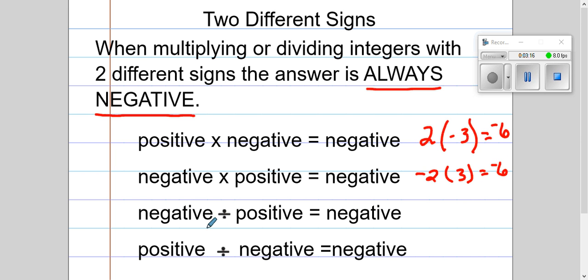This also works for division. A negative divided by a positive, or a positive divided by a negative, is a negative. So if I have, let's say, negative 12 divided by a positive 6, my answer would be negative 2. Or if I had a positive 12 divided by a negative 6, my answer would still be negative 2.